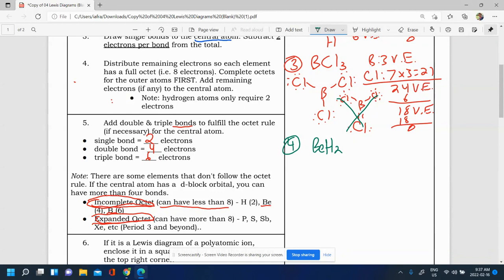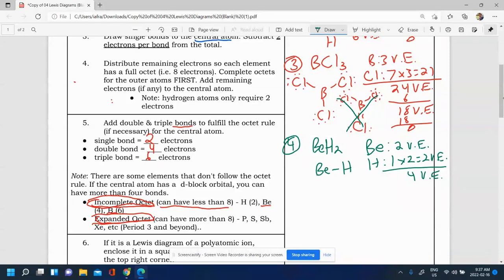We have this BeH2 molecule here. We're going to count the number of valence electrons. Beryllium is in group 2, so 2 valence electrons for beryllium. And then hydrogen, there's 1 times 2 hydrogens, that's 2 valence electrons there. If you do 2 plus 2, that's 4 valence electrons to place. And so we'll go ahead and put beryllium in the center.